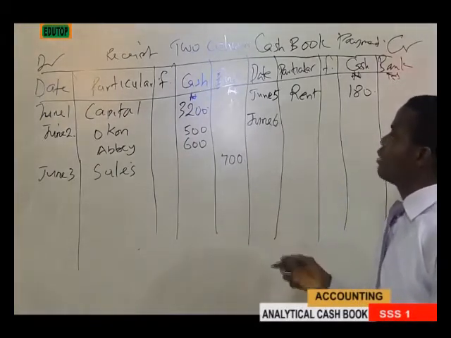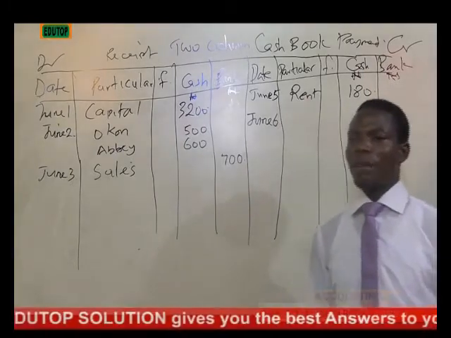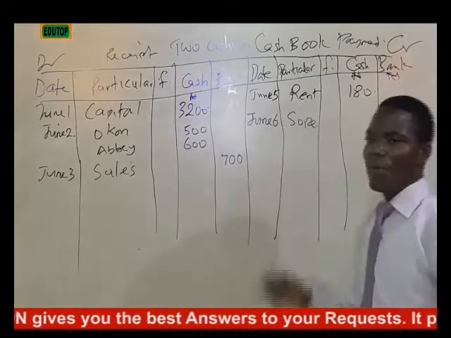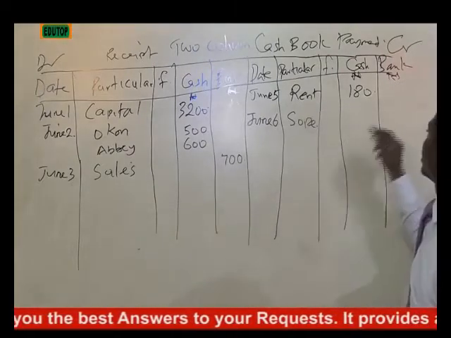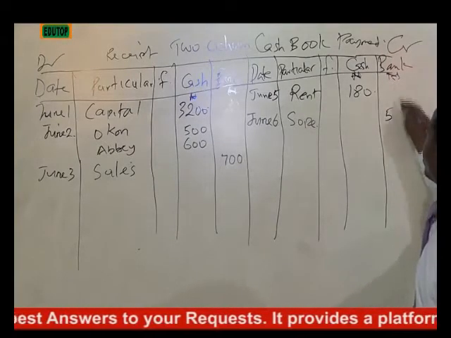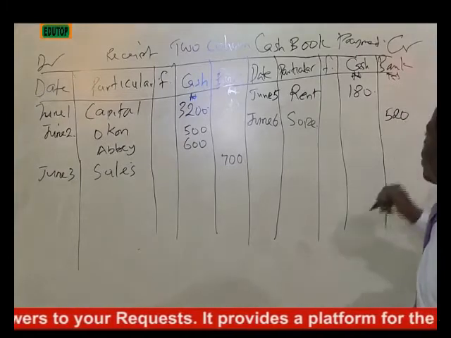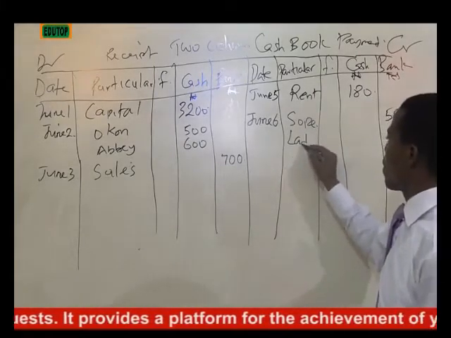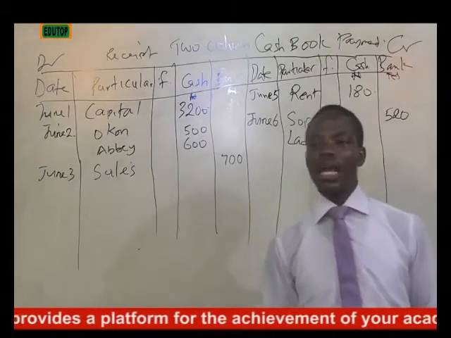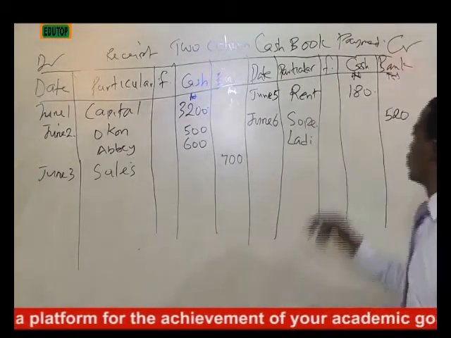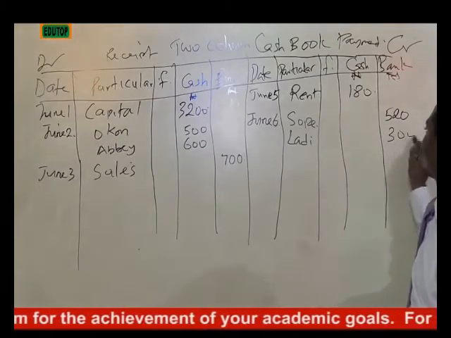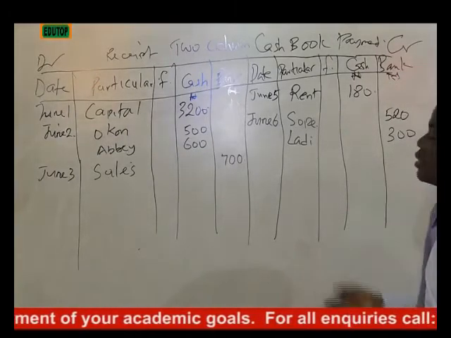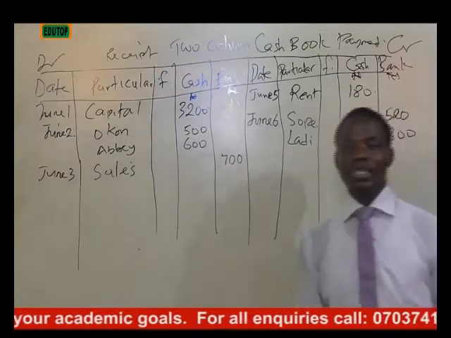You paid from the cash book to these particular people by check. So pay. How much is that? It is 520. So by check is representing what? You put it under the bank column. And then Ladi. Ladi is 300 naira. That one is also under the check. This 520 and this is 300 naira.